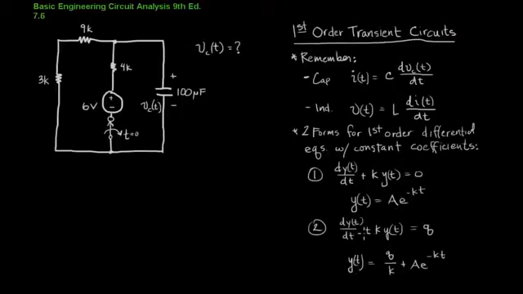If the equation does not equal 0, if it equals some other constant number, then the answer will take on this form. And A will not be simply solved by using the initial conditions. Well, you will use the initial conditions, but A will not be exactly the initial conditions. We'll look at that example perhaps in another problem.